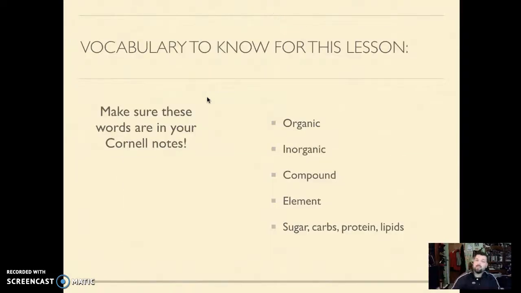All right, these are the vocabulary that you have to know. Organic, inorganic, compound, element. I might even throw in sugar, carbs, proteins, and lipids because we love to talk about food. I love to talk about food. So I'm going to throw those in there as well. Okay? Make sure those are in your notes.